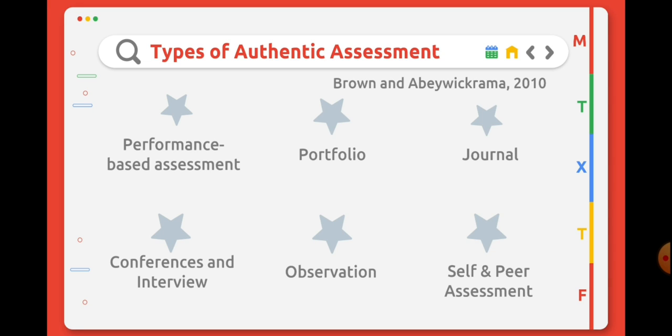Now, let's see the types of authentic assessment. There are 6 types, including performance-based assessment, portfolio, journal, conferences and interview, observation, self and peer assessment. It is according to Brown and Abeywickrama.